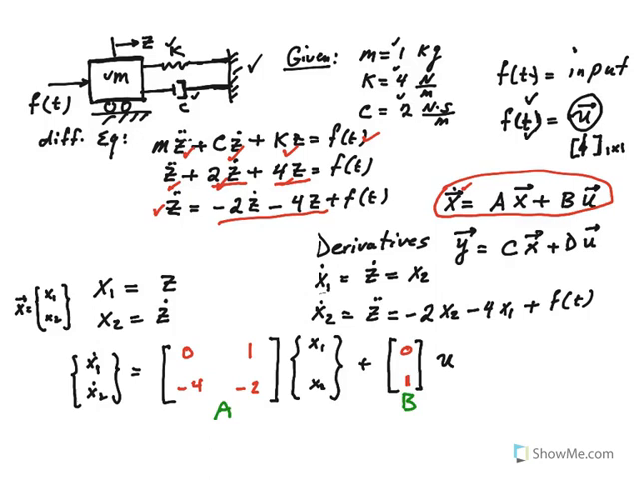How many state variables do we have? In other words, what would be the size of our x vector? This is always the first question that you have to ask yourself. If your highest derivative is the second derivative, you're going to have two state variables. In other words, your x becomes x1 and x2.